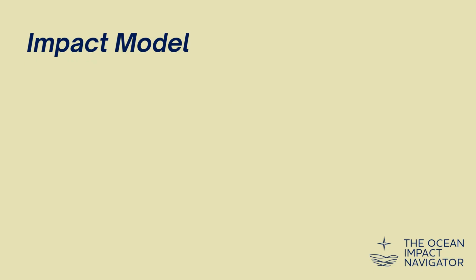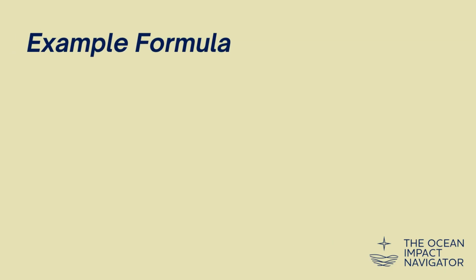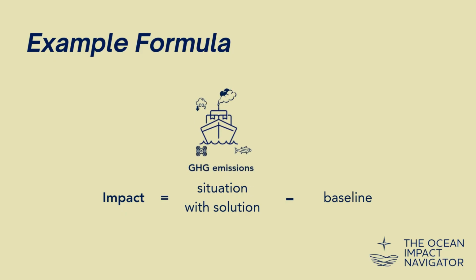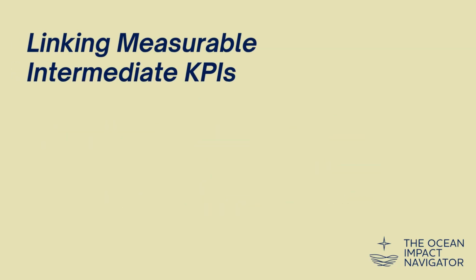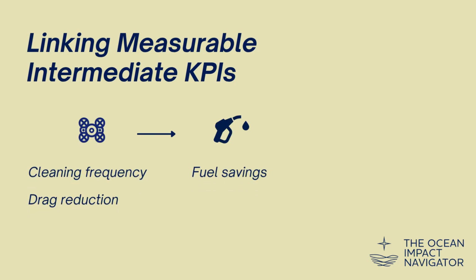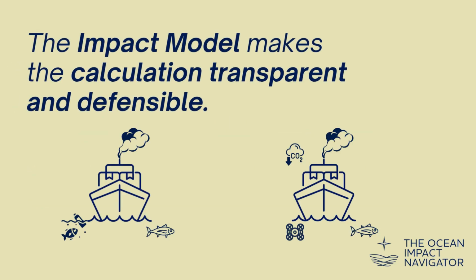The same impact model is applied to both scenarios. We calculate GHG emissions under the baseline scenario and the situation with the solution. Then we apply the formula. To find the impact, we need to calculate GHG emissions with the situation minus GHG emissions in the baseline. The impact would represent emissions reduced or avoided. By explicitly linking measurable intermediate KPIs, such as cleaning frequency and drag reduction, to fuel savings and then to GHG emissions, the impact model makes the calculation transparent and defensible.